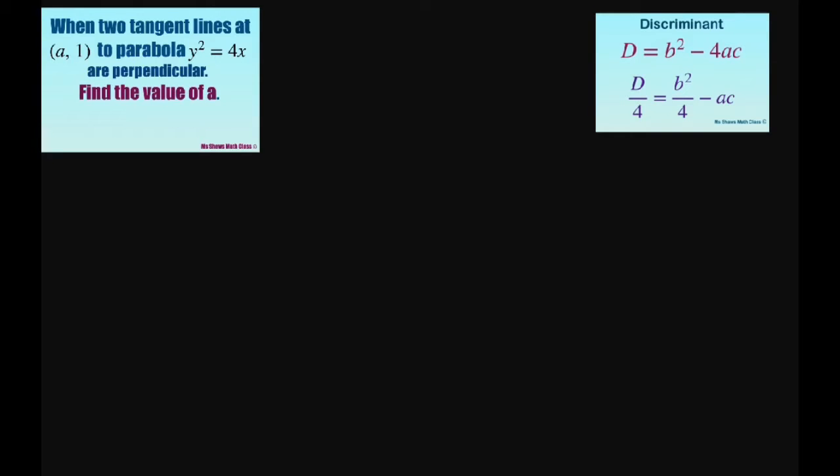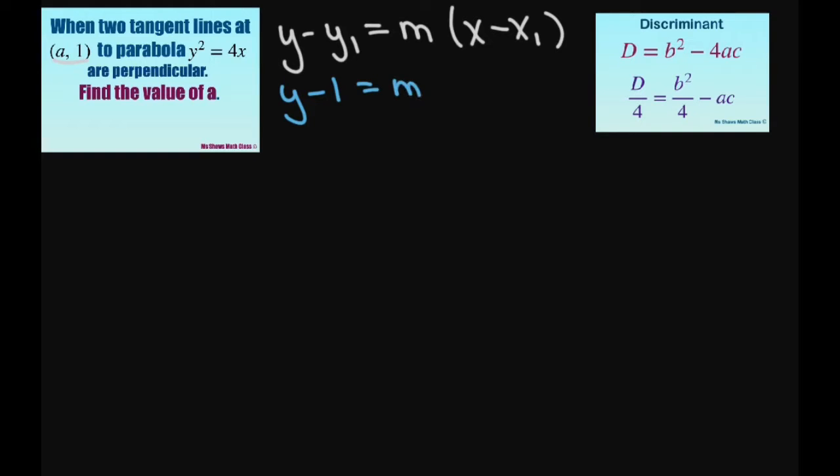So the first thing we're going to do is look at a line with slope m that passes through this point. We're going to use our point-slope form, and that would give us y minus 1 equals m times x minus a.